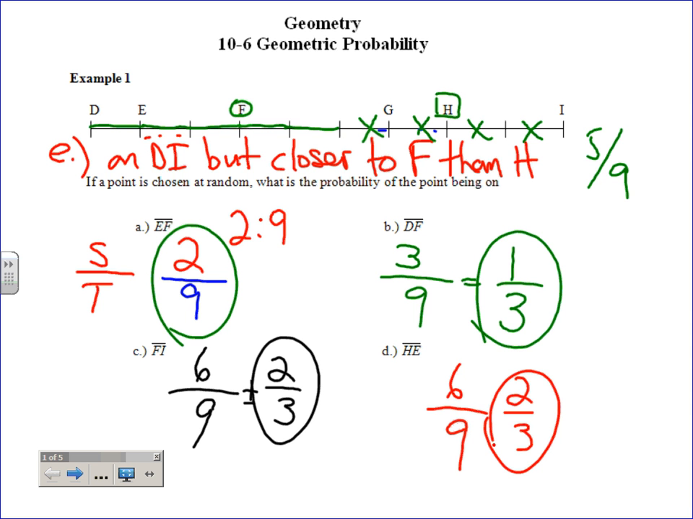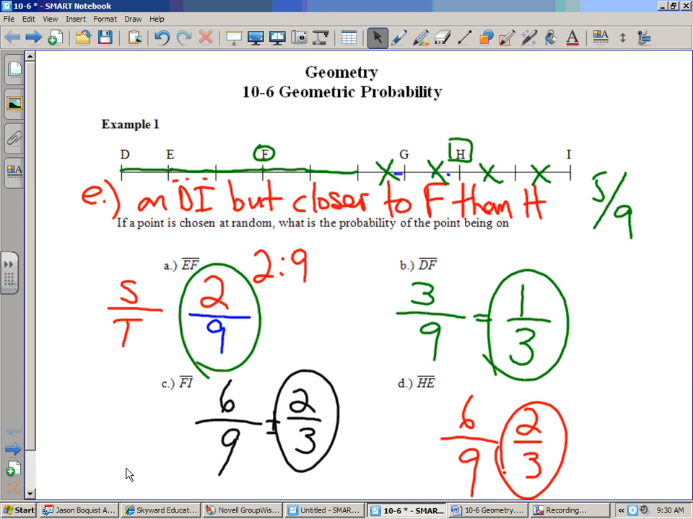Okay. So any questions on the wording there or what that means? Okay. So any questions on that type? Let's see how we're doing on time.